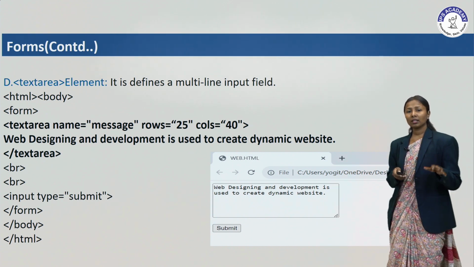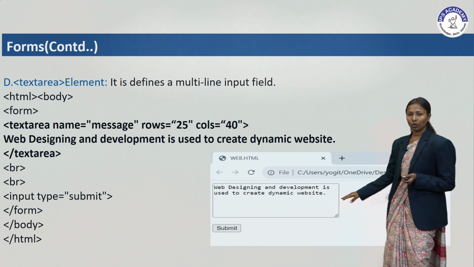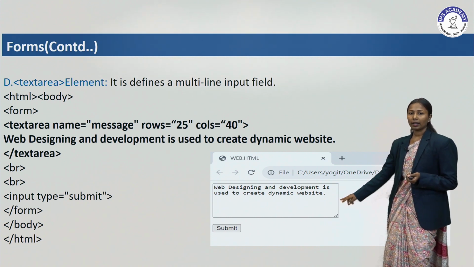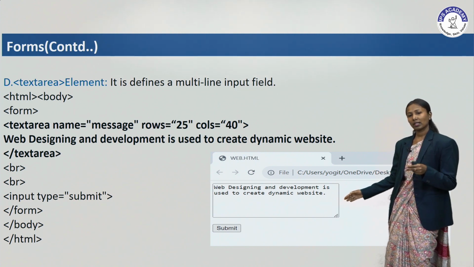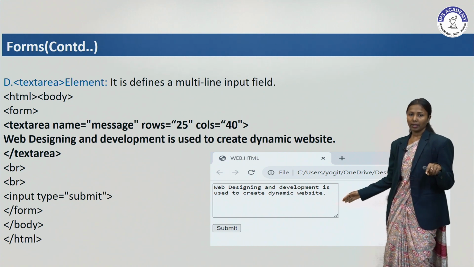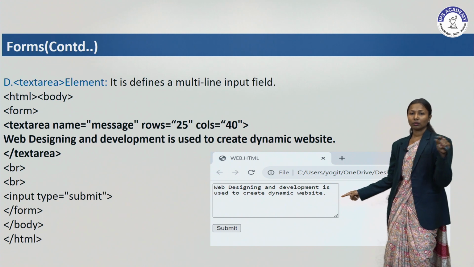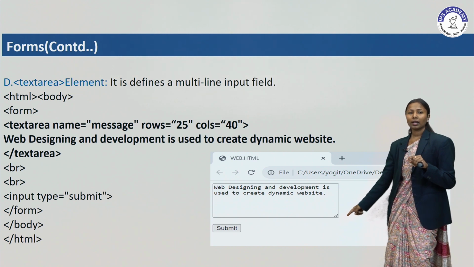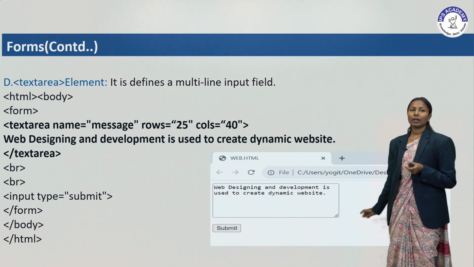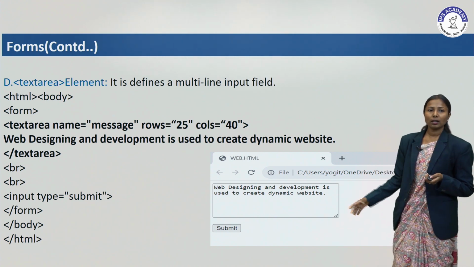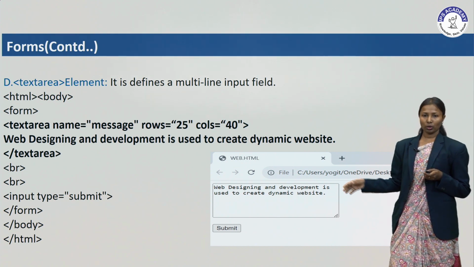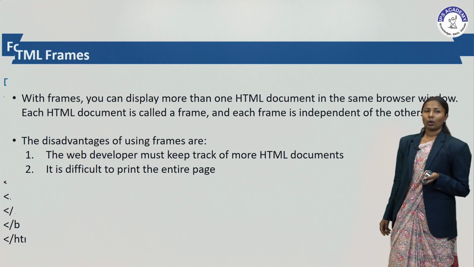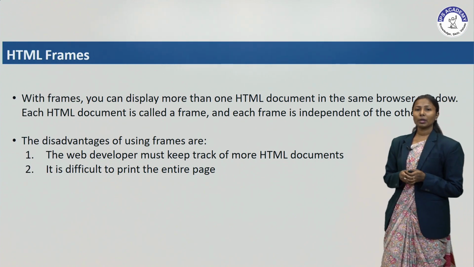So when I run this program, it shows you output like this. Okay, so this is your text area. Text area is used for multiple line input, so the size of the text area is larger than the text field, right? And inside this text area the text will appear, that is web designing and development is used to create dynamic website, and after that I am creating one submit button. Fine, so this is the most important element when you are creating a form. For example, if you want to get an address from the user, then you have to use this type of element in your form.